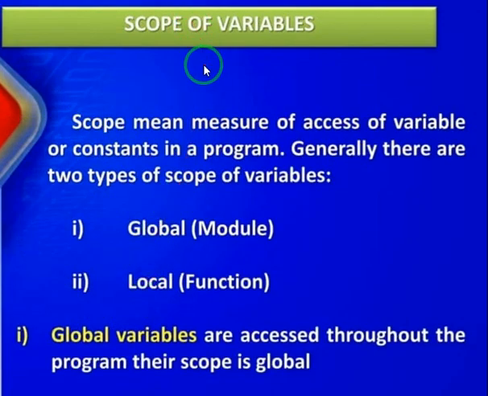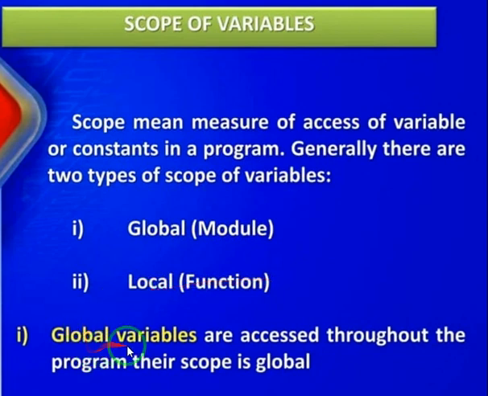Now, a very important topic from the CBSE board point of view, a lot of previous year questions have been asked from this topic. Now, what is the scope of variables? Listen very carefully. Scope basically means the access of the variables or constants in the program, the part where they can be accessed. So there are two types of scopes of a variable. One is the global scope and the second is the local scope.